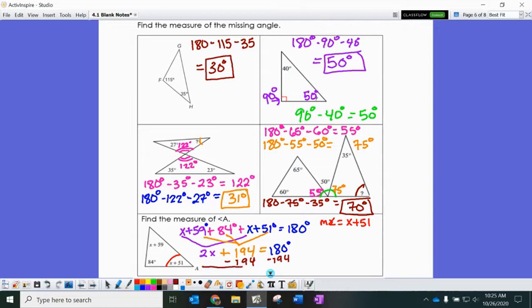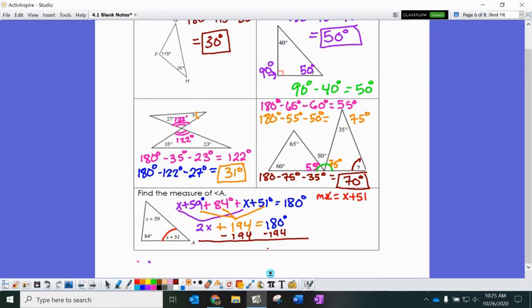And what do you guys notice? Before I even do that problem, I notice that 194 is bigger than the number we're subtracting it from. So I've got 2x, just bringing down that 2x on the left. 2x equals 180 minus 194, that's going to be negative 14. Negative 14. Okay, which is fine.